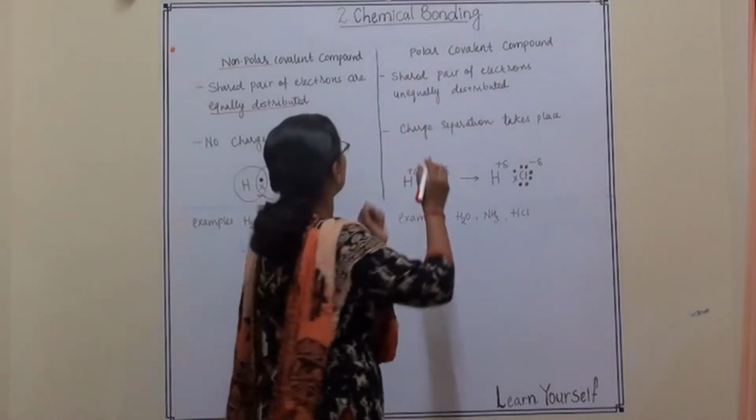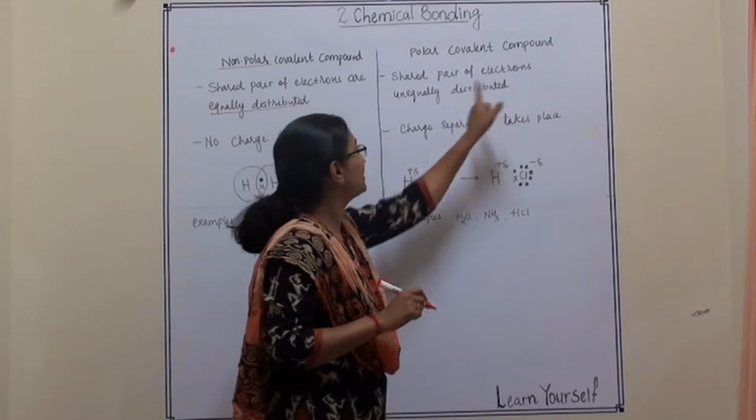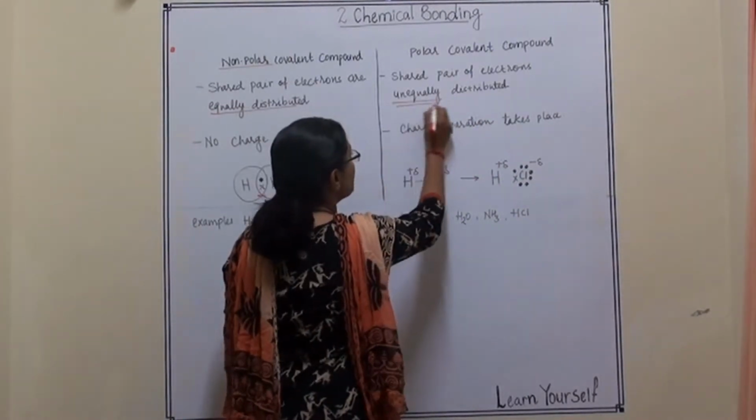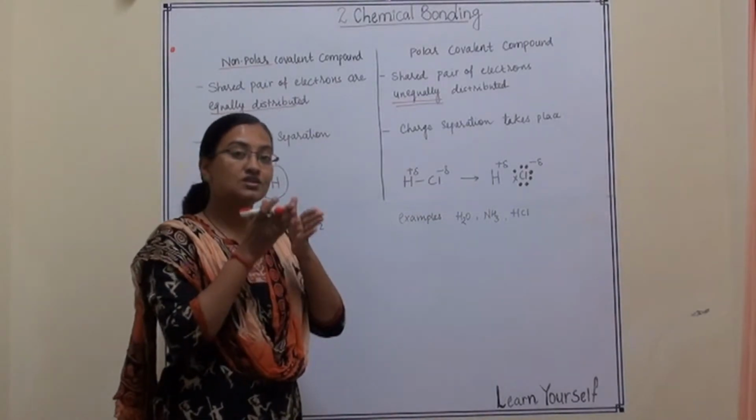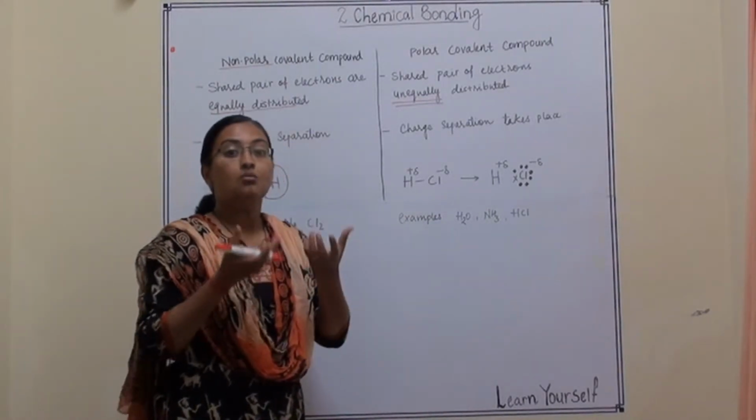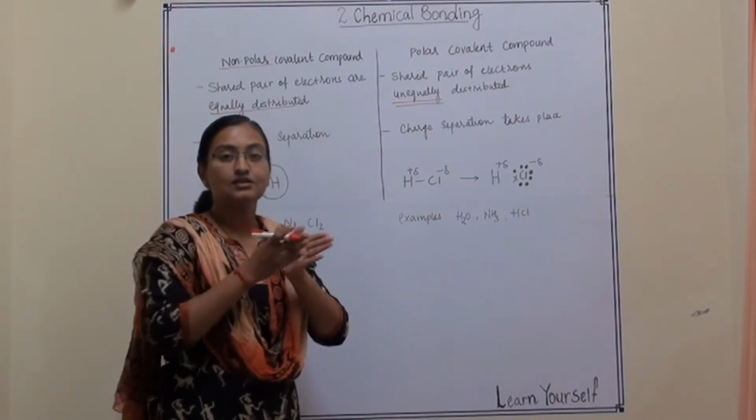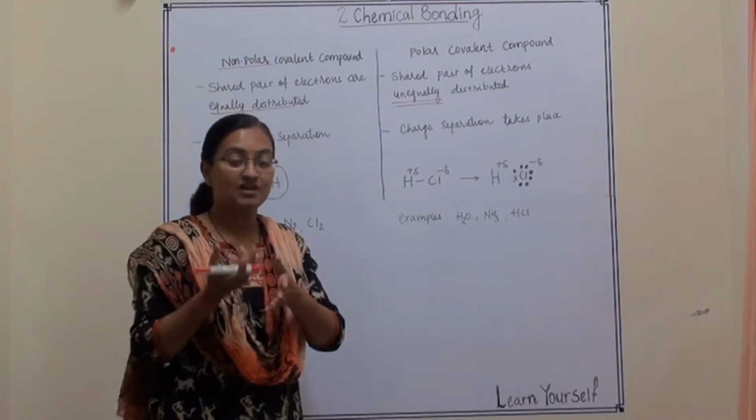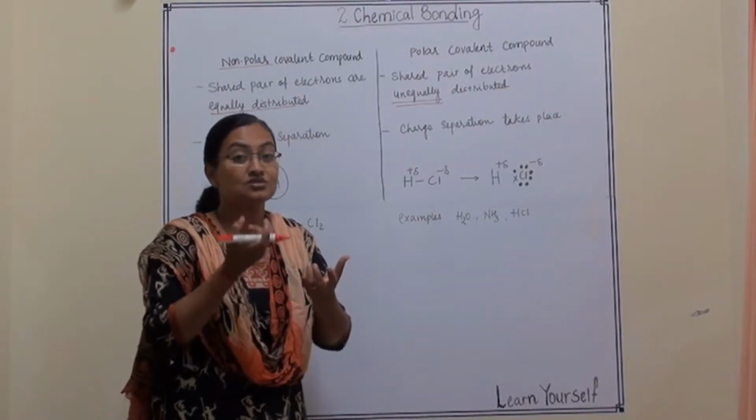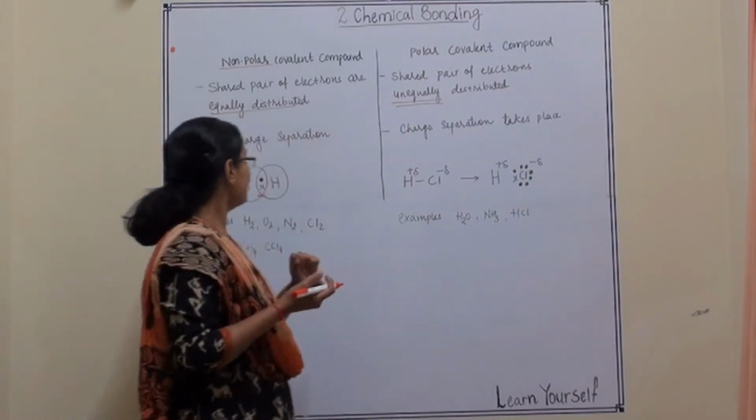Whereas in a polar covalent compound, what will happen? That shared pair of electrons is unequally distributed. They are unequal, meaning they are not in between the atoms. It is slightly towards the atom which is more electronegative, the atom whose electronegativity is more compared to the other atom.